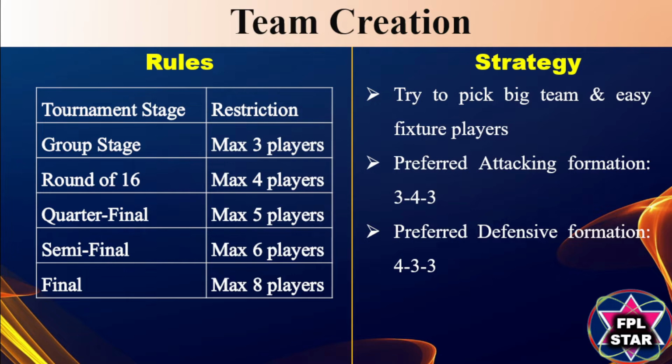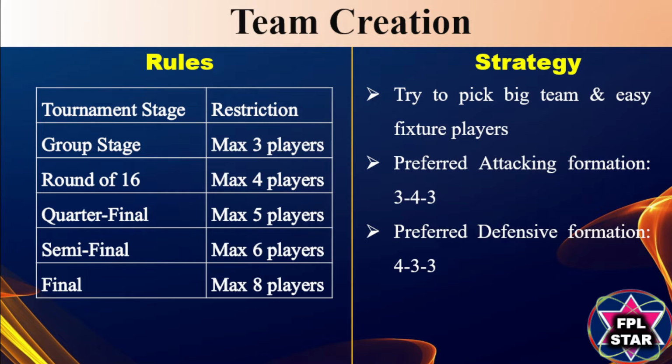And you have to be strategic in your planning. The most important strategy in World Cup Fantasy is to pick players from big teams because they will score points, and you have to target easy fixtures because in easy fixtures players score a lot of points, and that helps you in your mini league and also the rank boost.